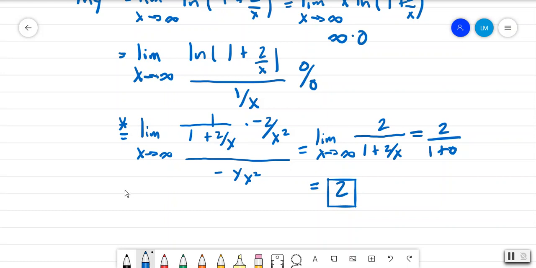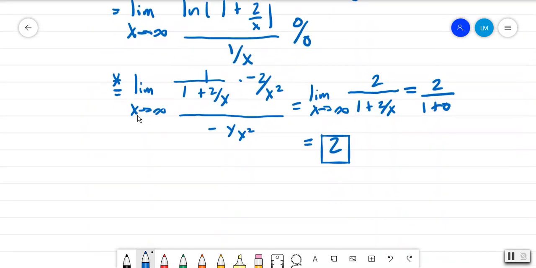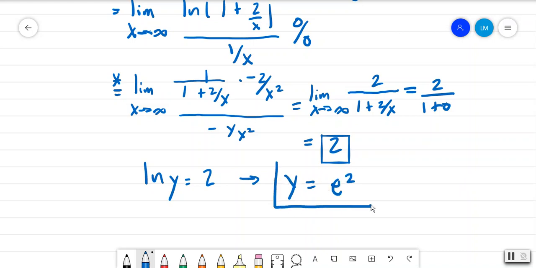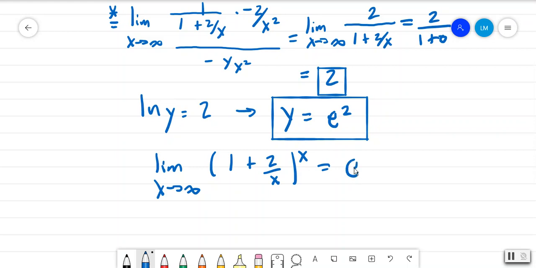But be careful. We took the natural log. So what this means is that the natural log of y equals 2, which essentially means that y is equal to e to the 2. So the answer is actually e squared. So we have that the limit as x approaches infinity of (1 plus 2 over x) raised to the x is actually just equal to e to the 2.